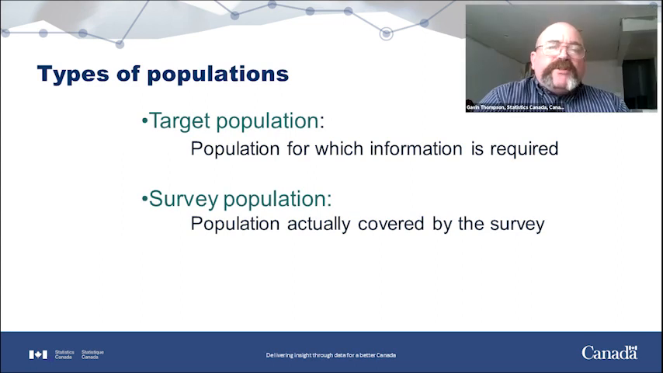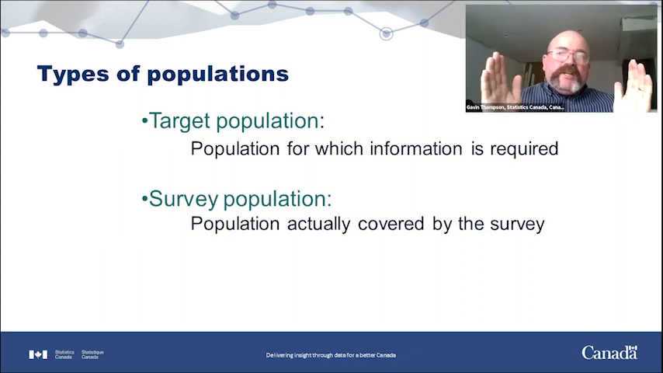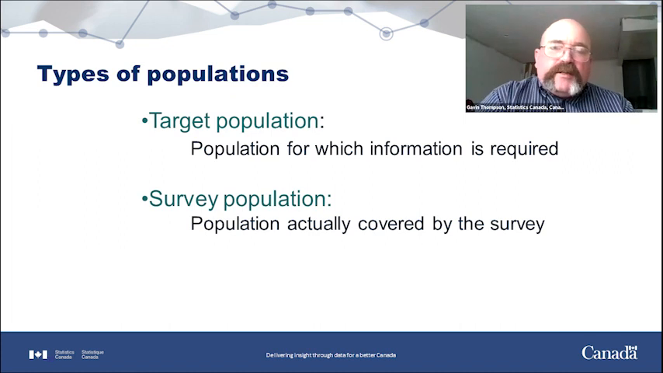All right, so target population. The target population is the population we would love to talk to or we'd like to collect information for. And the survey population is the population that's actually going to be covered by the survey. And there's lots of reasons why these two populations may be different.